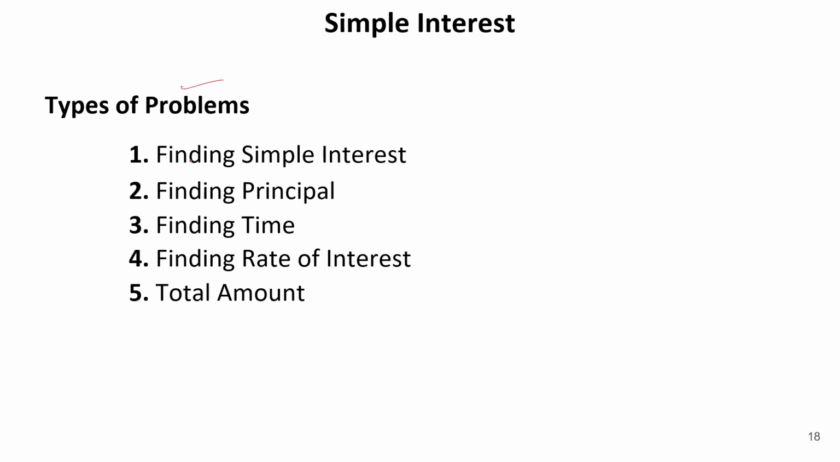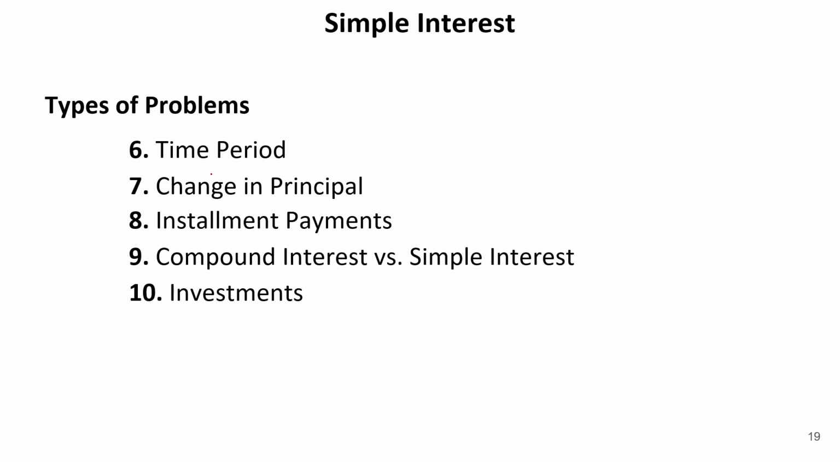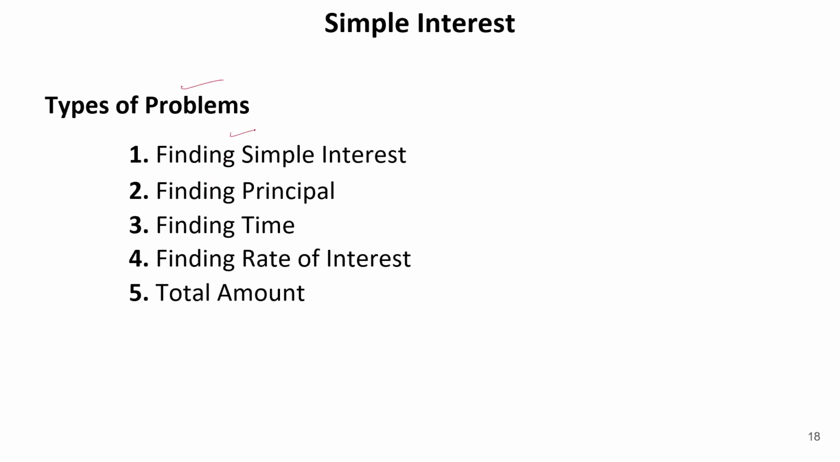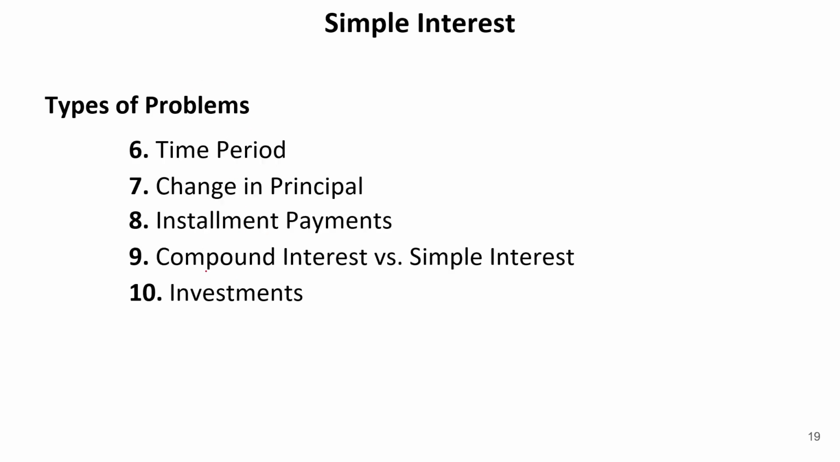So types of problems. There are actually 10 types of problems. One is finding simple interest. Second is finding the principal amount, the third one is finding time, the fourth one is finding rate of interest, and the fifth one is finding the total amount that needs to be paid. The sixth kind of problem is a time period problem. Then in 7 it is change in principal value, and in 8 it is the installment payment, or the EMIs. The 9th is compound interest versus simple interest.